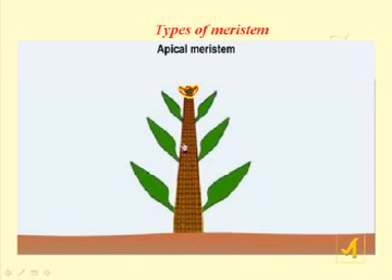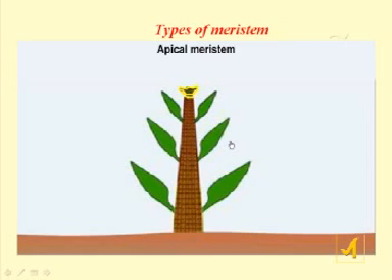It is divided into three zones: protoderm, procambium, and ground meristem. In this, protoderm gives rise to epidermal tissue, procambium gives rise to primary vascular tissues, and ground meristem gives rise to the cortex and pith. This is the apical meristem.